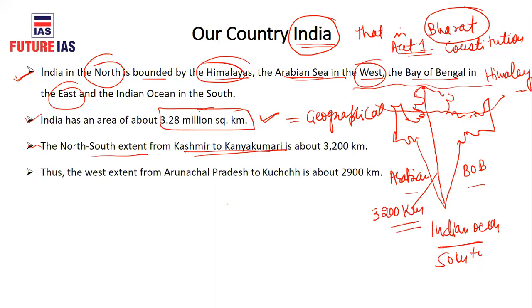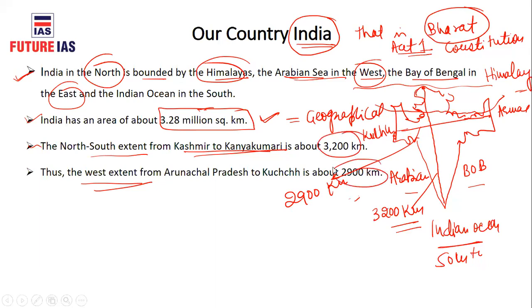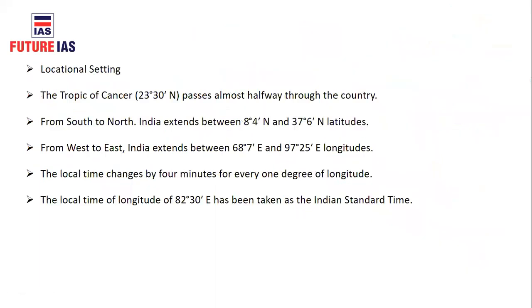And the east-west extent, that means from the Kutch region in Gujarat to Arunachal Pradesh, is basically 2,900 kilometers. So you can say that the north-south extent is much more than the east-west extent. Roughly, you can say it is almost similar, but the north-south extent is somewhat more. Let's understand the locational setting.